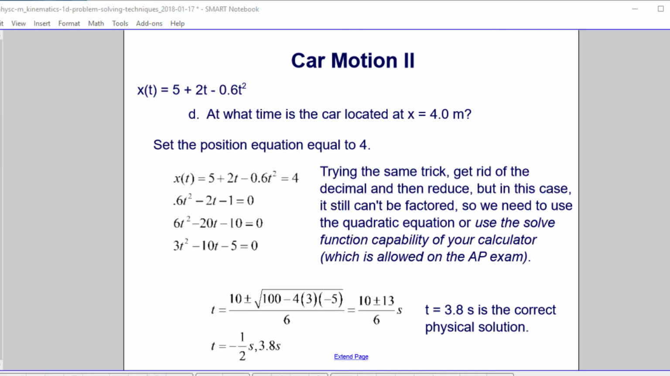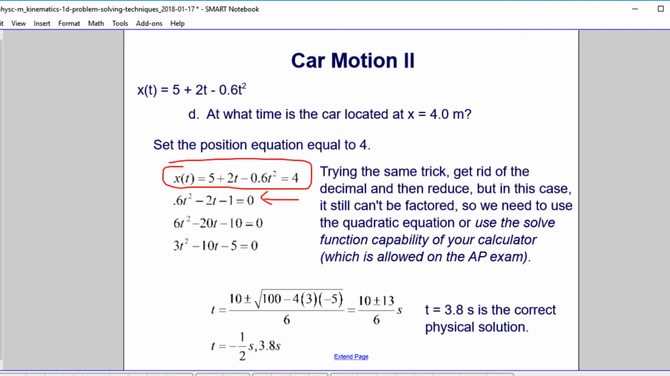At what time is the car located at x equals 4 meters? We will set the position equation equal to 4, and then we have this. And once again, we'll try the trick of multiplying it by 10, but in this case it can't be factored.